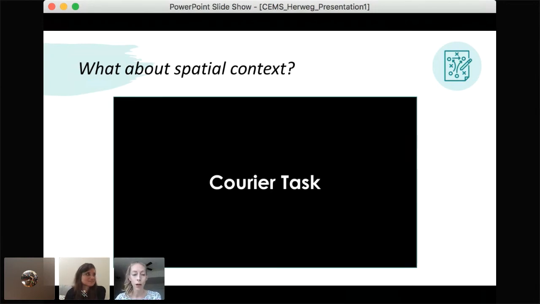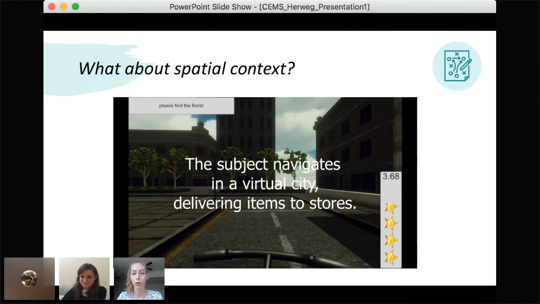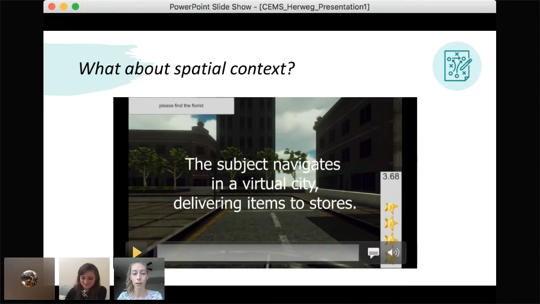However, out in the real world, our memories are not only associated with a particular temporal context, but they can also be associated with a particular spatial context. To study this, we use the courier task, which is a free recall variant where the encoding phase takes place in a virtual city. It's called the courier task because the cover task for the subject is to be a bike courier and deliver objects to different stores in the city. I'm going to show you a brief video so that you can understand what that looks like.